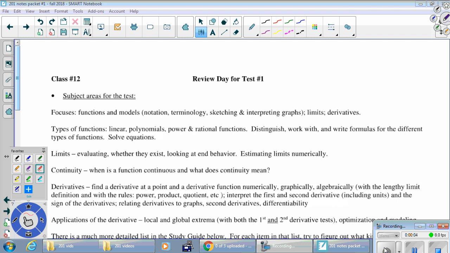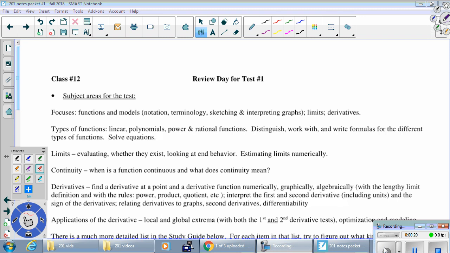Lesson 12. This is our review day for test number 1. I'm going to go over the basic information that's on this page, as well as the activity interpreting graphs using calculus part 2, which is just a little bit later on in this packet. That's what I'm going to be doing in this video.